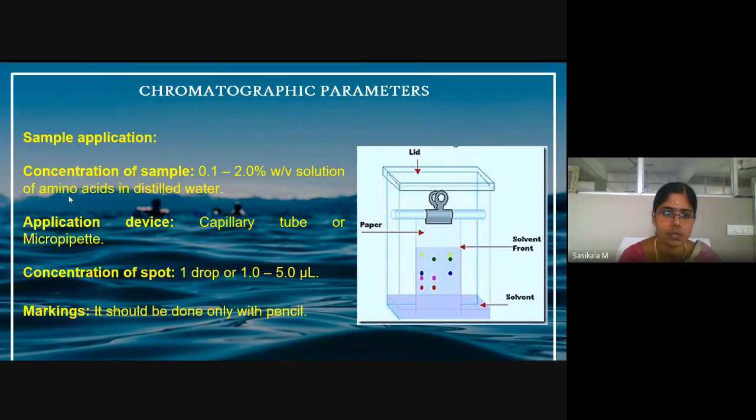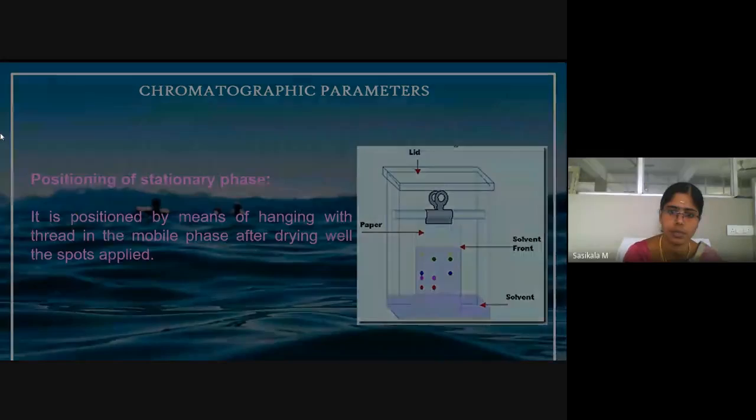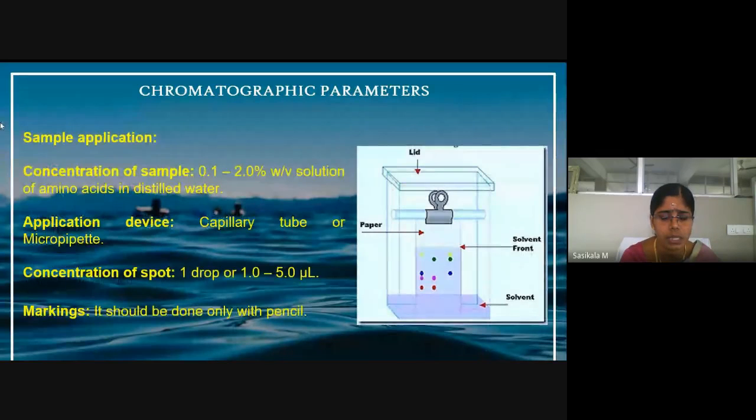Usually we'll be choosing amino acids for laboratory purpose separation. Amino acids and carbohydrates you can separate, but according to your syllabus in practical, you will be separating amino acids by using paper chromatography. What is the concentration of sample? It is 0.1 to 2%. That is a 0.1 to 2% weight by volume solution of amino acid in distilled water.